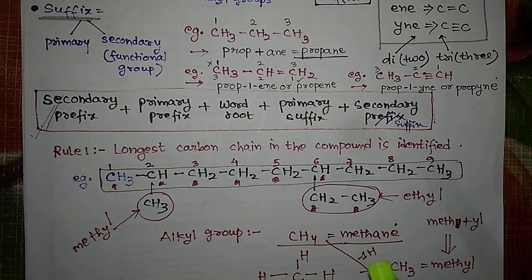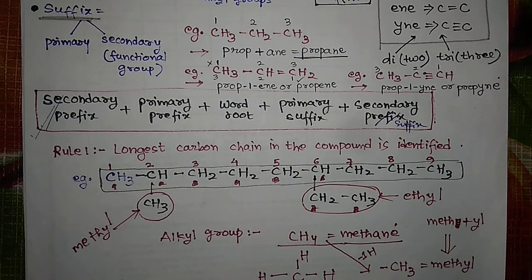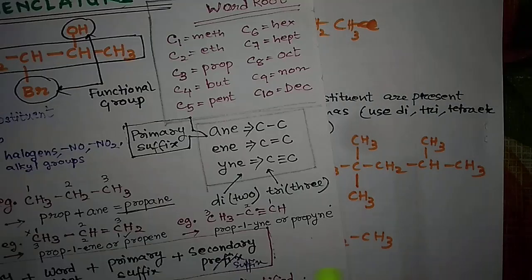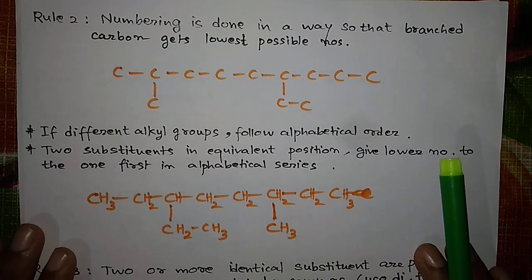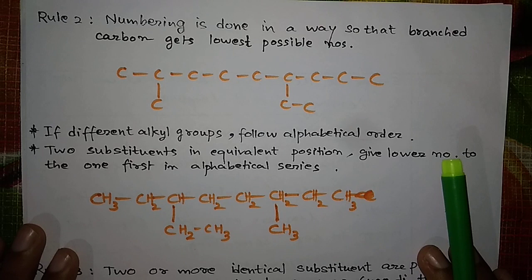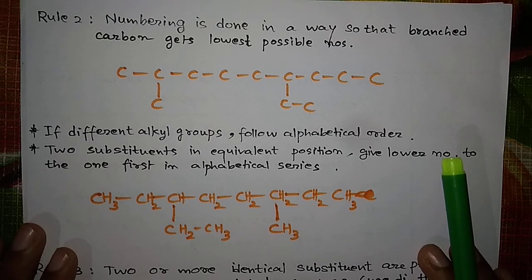अभी हमारा सेकंड रूल हम लोग आज देखेंगे। सेकंड रूल क्या है? Okay, so the second rule is numbering. The numbering is done in a way so that the branched carbon gets the lowest possible number.